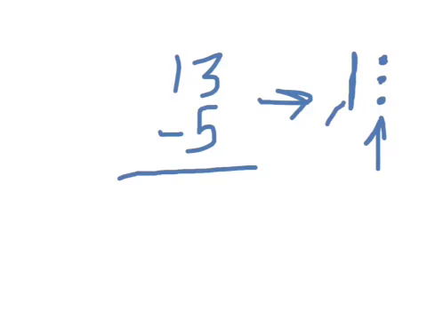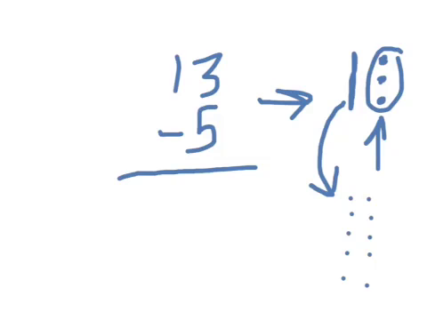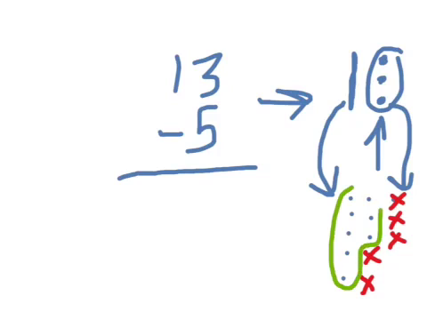So what I have to do is take my 10 stick and ungroup it and turn it into 10 ones. So I have those 10 ones, plus I have these 3 ones from before. Now I can cross off 5 because I'm getting rid of 5. So I can go 1, 2, 3, 4, 5. And basically that leaves me with 8 left. So if we wanted to look at it from a picture viewpoint, that's really what we're talking about.